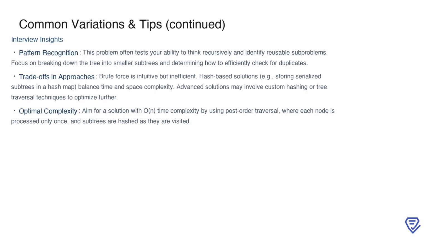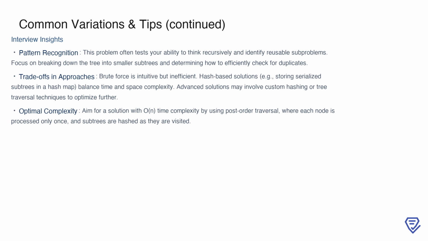When evaluating approaches, be aware of their trade-offs. While brute force might seem intuitive, it's computationally expensive. Hash-based solutions, where serialized subtrees are stored in a hash map, strike a balance between time and space complexity. For those aiming for an advanced approach, techniques like custom hashing or optimized traversal methods can further refine your solution.